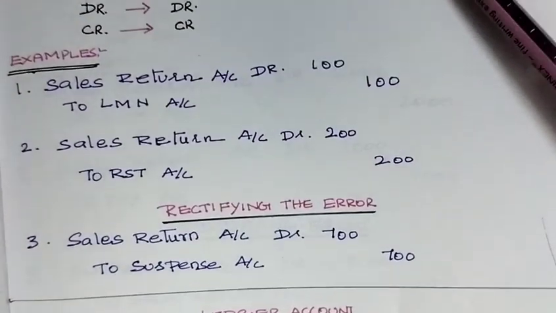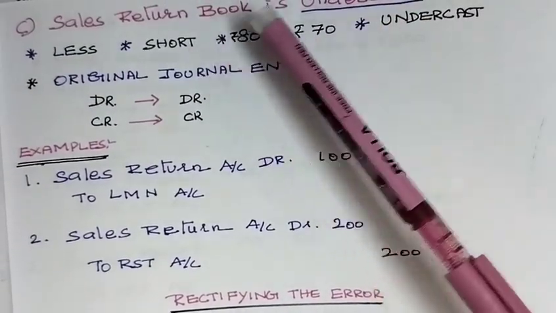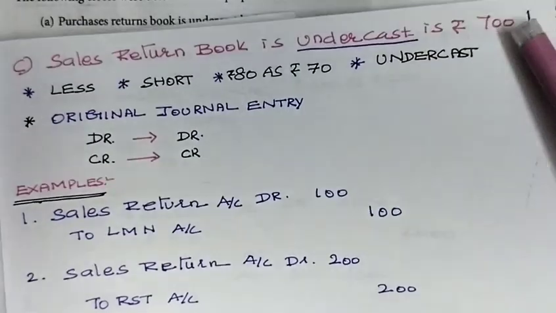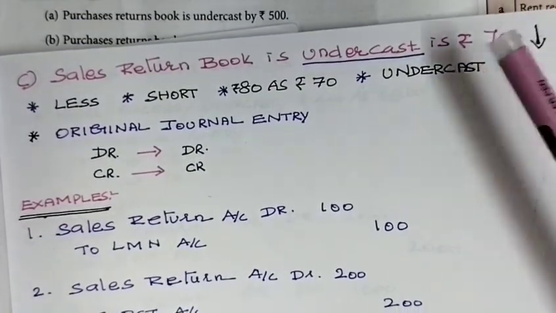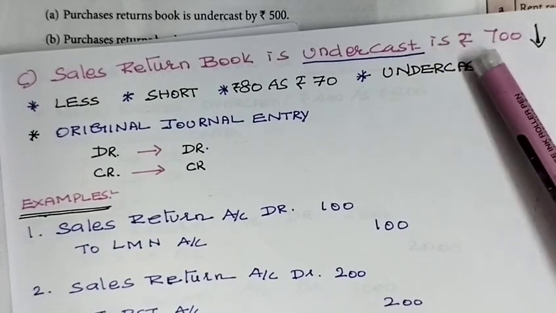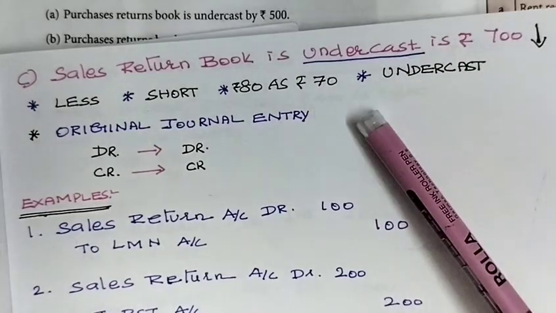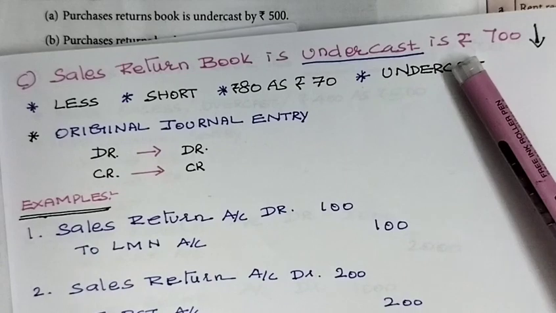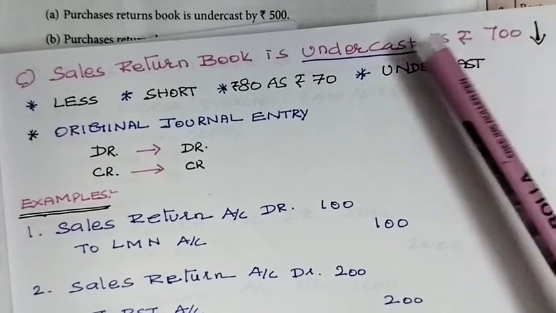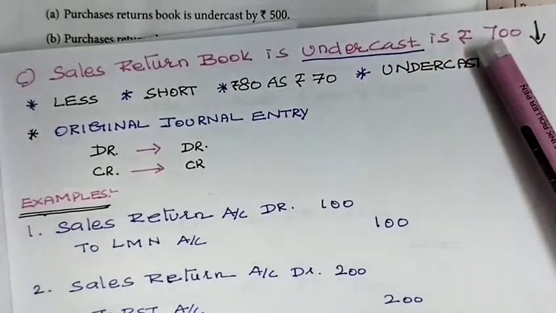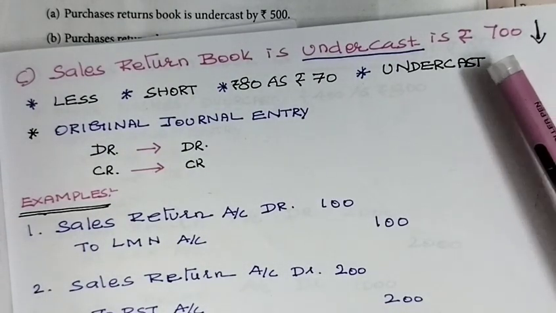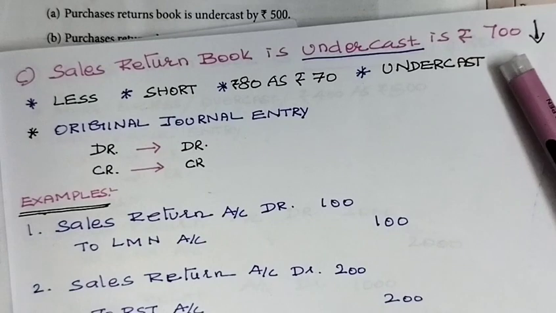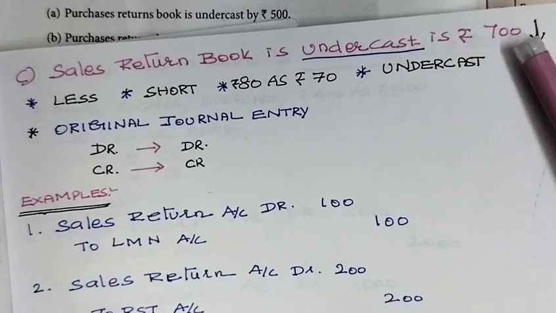Now you come to the point. Sales return book shows 700 rupees decreased. Okay, this is the error. How do you rectify this error? This is the error of casting. How do you rectify it? So 700 rupees less, it shows decreased. So you have to add this 700 rupees, then only the error will be rectified.